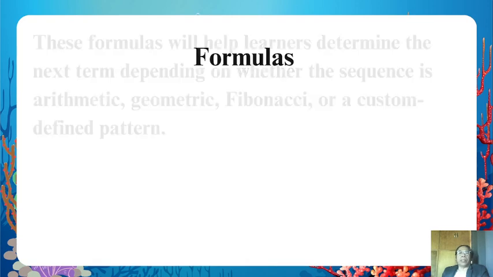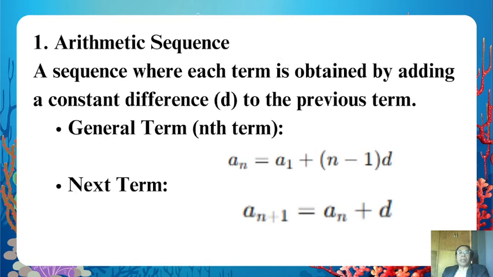These formulas will help learners determine the next term depending on whether the sequence is arithmetic, geometric, Fibonacci, or a custom-defined pattern. Formulas: arithmetic sequence, a sequence where each term is obtained by adding a constant difference to the previous term. So the general nth term an is equal to a1 plus n minus 1 times d. Next term will be a sub n plus 1 is equal to an plus d.